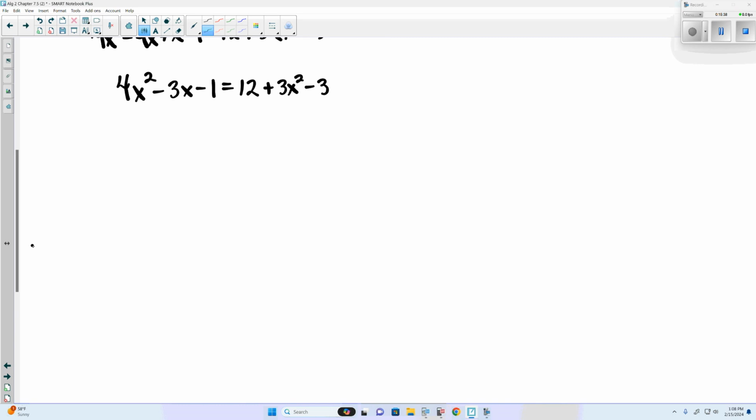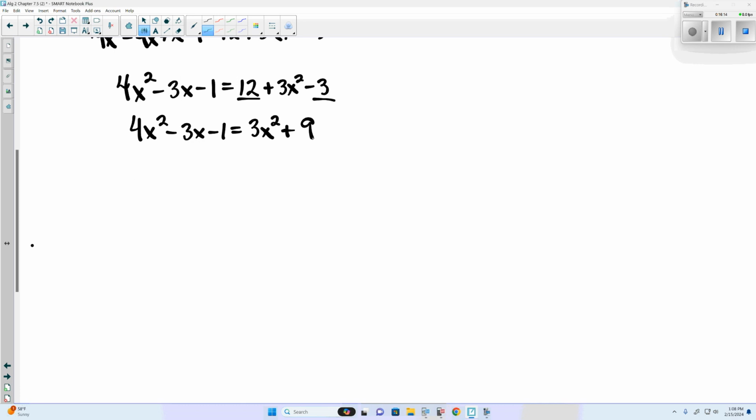Do we have any like terms? We do have those on opposite sides, but we do have some like terms on the same side, yes? 12 minus 3. And 12 minus 3 is 9. Because we're taking 3 away from 12. If I take 2 away, I get to 10. Take 1 more, and we get to 9.